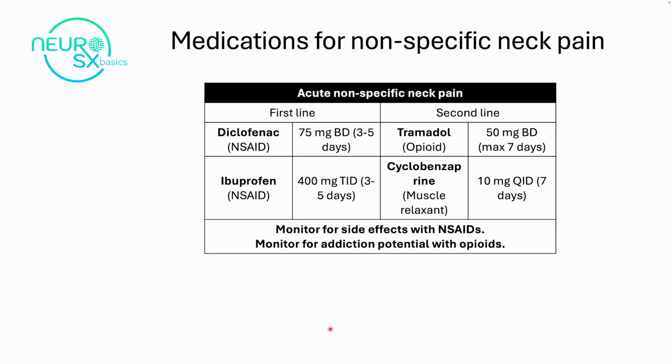Okay, now what are the different medications that we can give to patients who have non-specific neck pain? So that depends on whether the neck pain is acute or if it is chronic. If it is acute, that is it's less than 3 months, the first line would be NSAIDs like diclofenac or ibuprofen, and you should always monitor side effects with NSAIDs. Second line, if it's severe, you can use tramadol, and you can use cyclobenzaprine. Both have side effects, but remember there's always addiction potential with tramadol. All drugs should not be used for beyond 7 days.